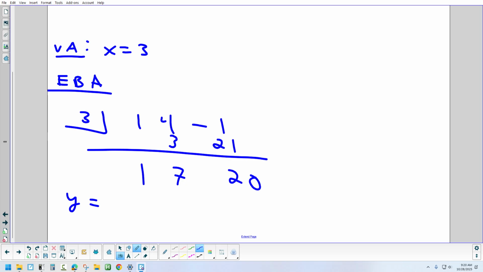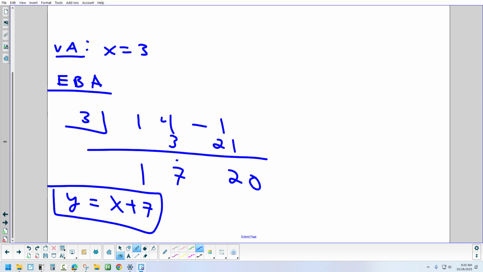Yep. X plus 7. So it's 2 terms, because this term wasn't a 0. It is important to write it. So it's 1x plus 7. That's a line with a slope of 1 and a y-intercept of 7. That's going to be an asymptote.